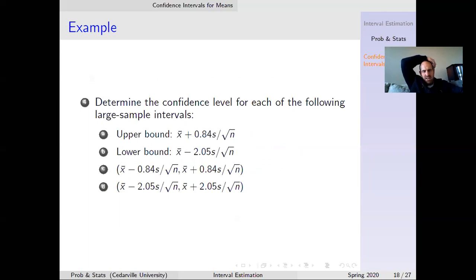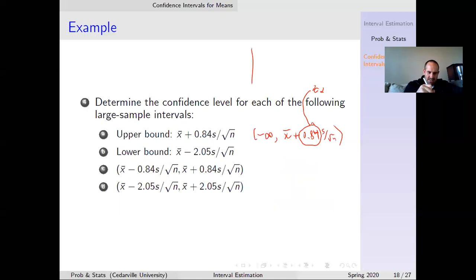So determine the confidence level for each of the following. Okay, so what's going on here? An upper bound thing like this. What does this mean? That means that we're at negative infinity to x bar plus this guy right here, 0.84 S over the square root of n. So this guy right here is our z sub alpha. Remember, we don't have to worry about splitting things in this particular case, but that's our z sub alpha.